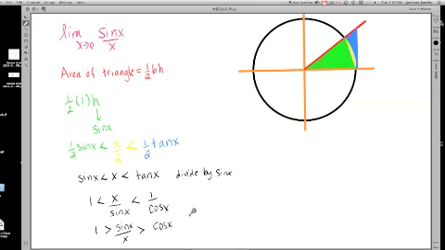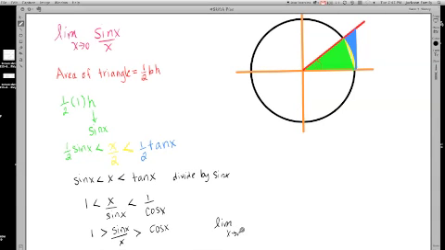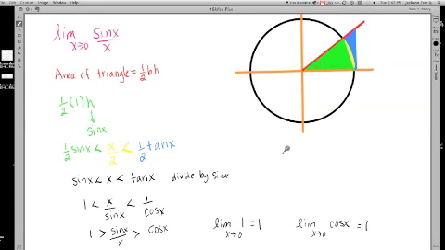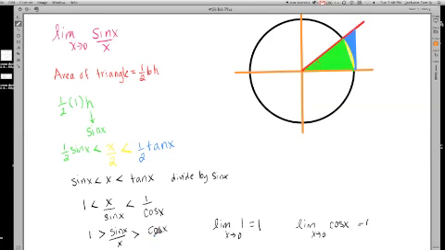Now remember, we're taking this as x approaches 0. So we can take the limit as x approaches 0 of 1, which is on one side of sine x over x. And we know that that is 1. And we can also take the limit of cosine of x as x approaches 0. And that is also 1 as we get closer and closer. So we see sine of x over x is squished in between these two 1s. Now because of the squeeze theorem, we know that if it's in between two 1s, sine of x over x is also going to approach 1.